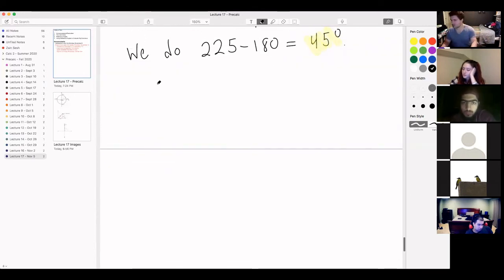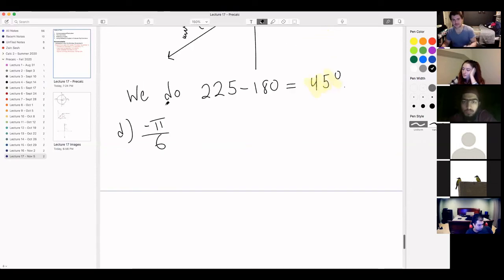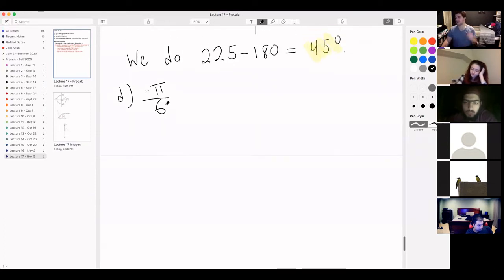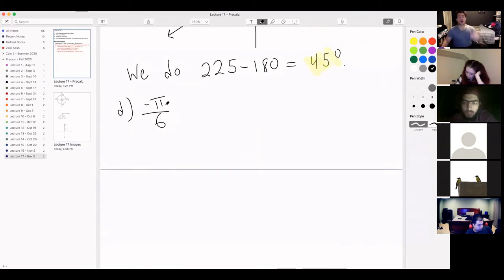Okay, last one. We have negative pi over 6. Was that the last one? Yes, negative pi over 6. Okay, good. So I like to convert to degrees, just quickly. So you do the conversion to degrees, you'll get negative 30 degrees.